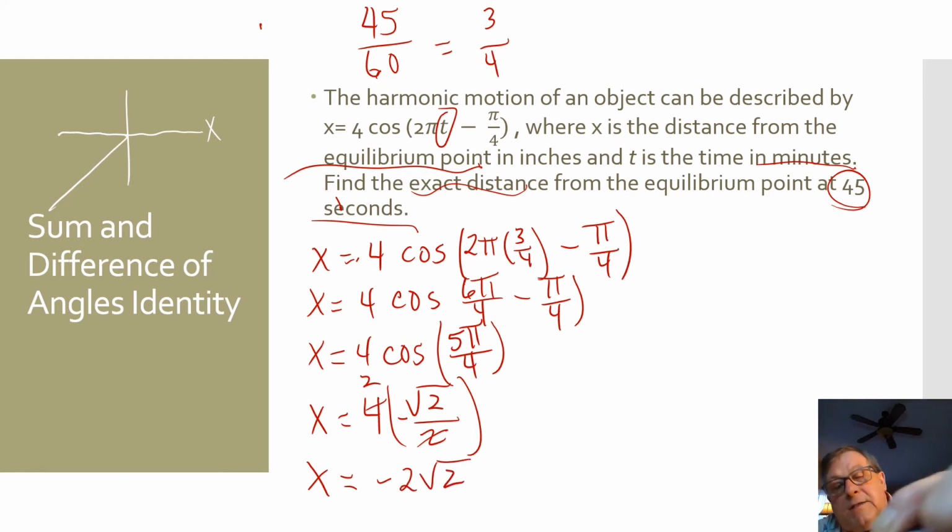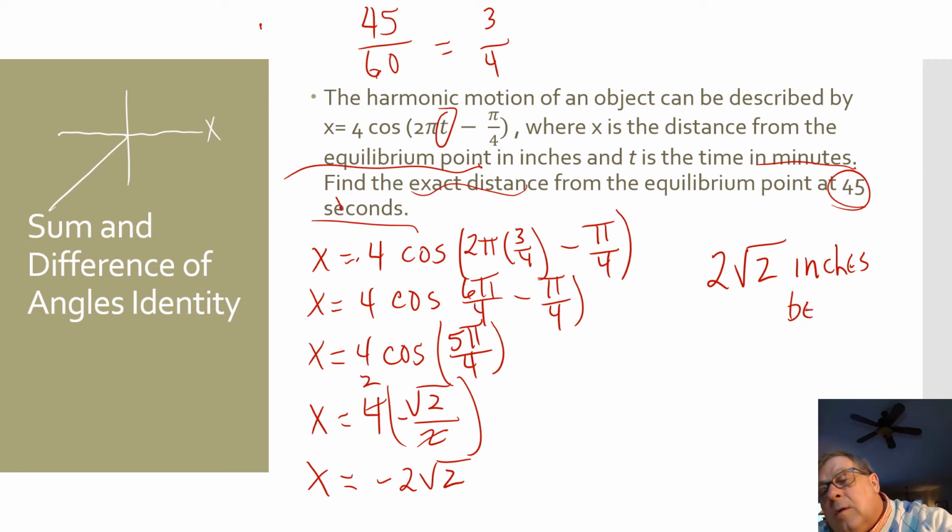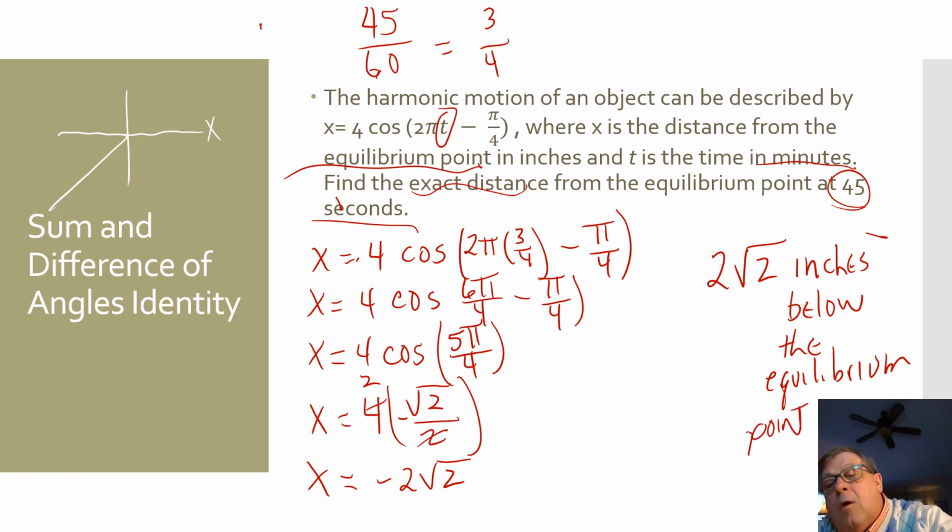Or let's answer the question actually as it is. We can say then that the exact distance from the equilibrium point in inches, where the cosine is 2 pi t minus pi over 4 at 45 seconds, is going to be 2 times the square root of 2 inches below the equilibrium point. And guess what? We are done.